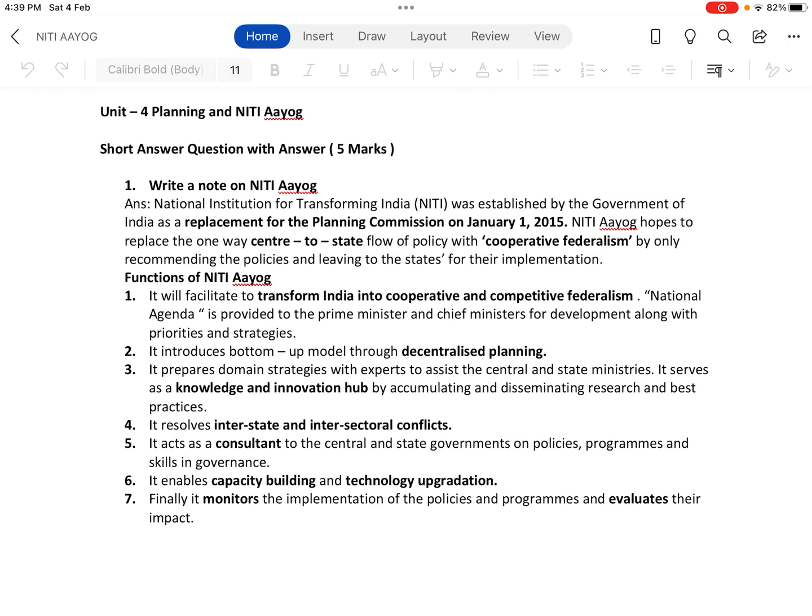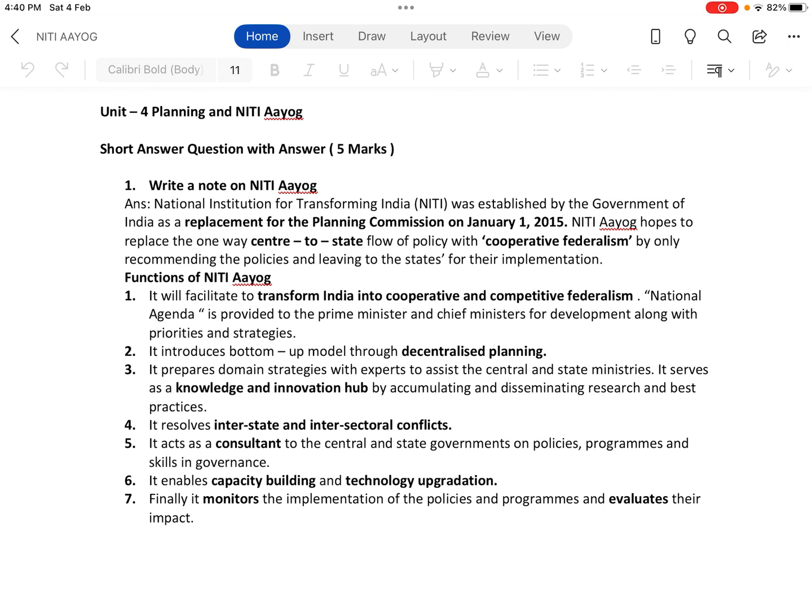Fourth one, it resolves interstate and intersectoral conflicts. So through the regional council, through discussion, the interstate and intersectoral conflicts are addressed or solved by the NITI Aayog. And fifth one, it acts as a consultant to the central and state governments on policies, programs and skills in governance, mainly on how to administer their own economy. Then sixth one, it enables capacity building and technology upgradation. And seventh one, finally, it monitors the implementation of the policies and programs and evaluates their impact.